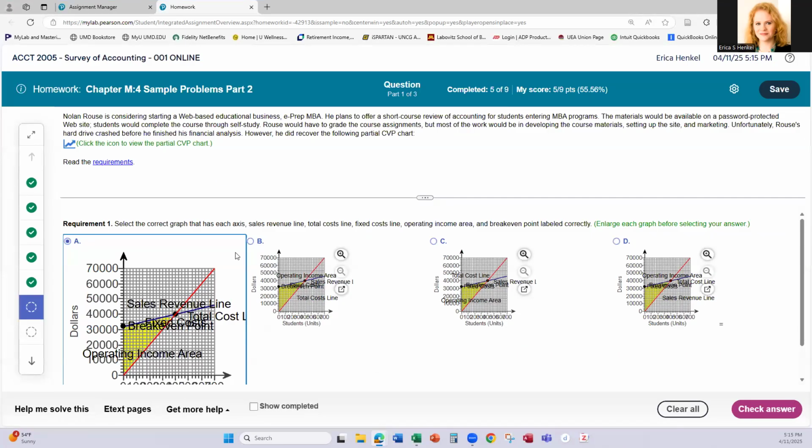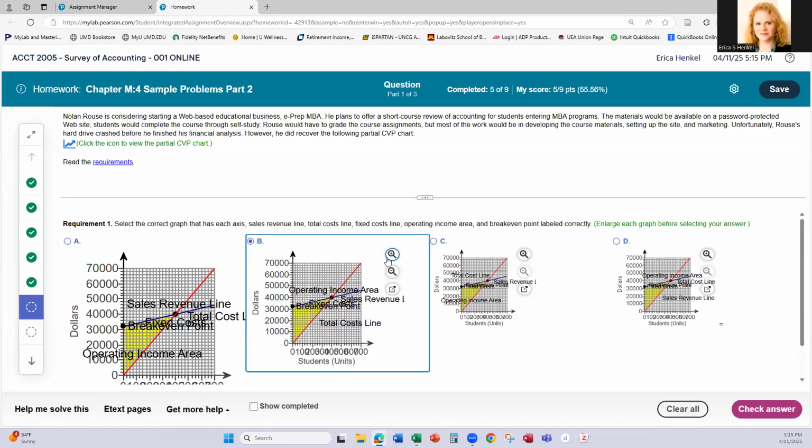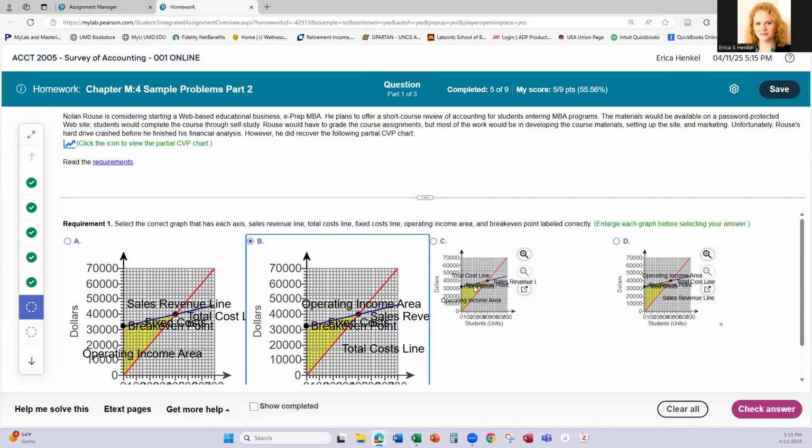Okay, so the sales revenue line. Let me look at this one here, see what this looks like. So the operating income area is going to be over here. The break-even point is going to be in the middle, and this is our total costs line here. Fixed costs would be flat, right? So the fixed costs are going to be at the baseline level here.